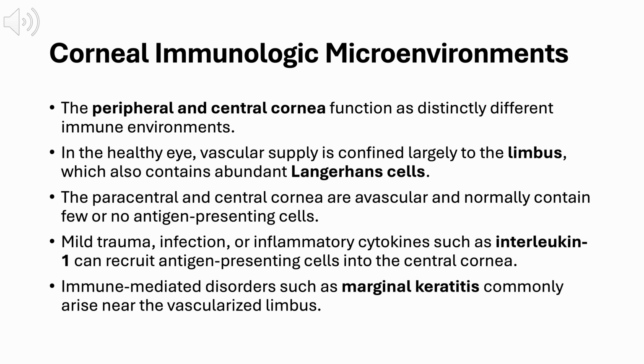The single most important idea about the cornea is that its periphery and center are distinctly different immune environments. In the healthy eye, the blood supply is confined largely to the limbus, and the limbus also contains abundant Langerhans cells, antigen-presenting cells poised to respond. Move inward, and the picture changes completely. The paracentral and central cornea are avascular and normally contain few or no antigen-presenting cells. That vascular and cellular gradient is the anatomic basis of central corneal immune privilege.